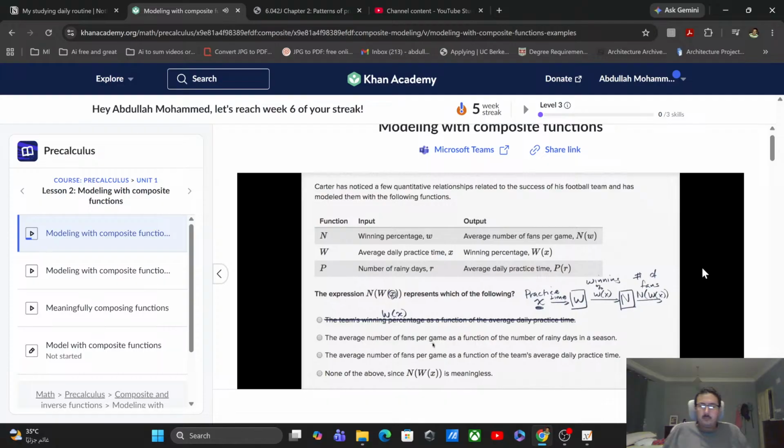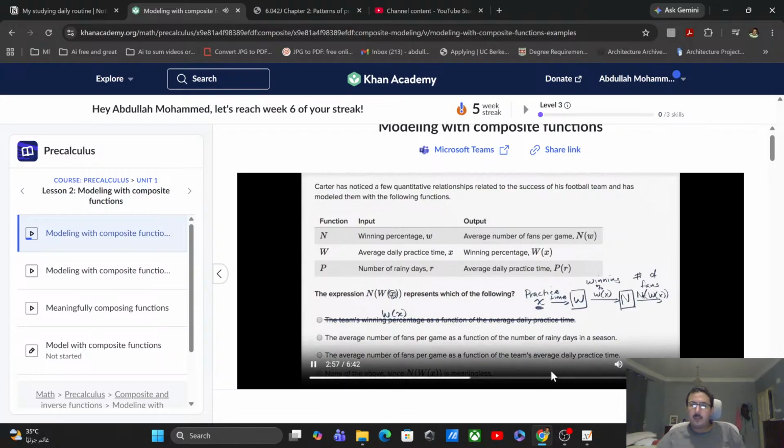The average number of fans per game. This is interesting because that's what the final output is going to be, the average number of fans per game. That is the output of the function N right over here. The average number of fans per game as a function of the number of rainy days in a season. Nope, we're not doing that. We're doing it as a function of practice time.